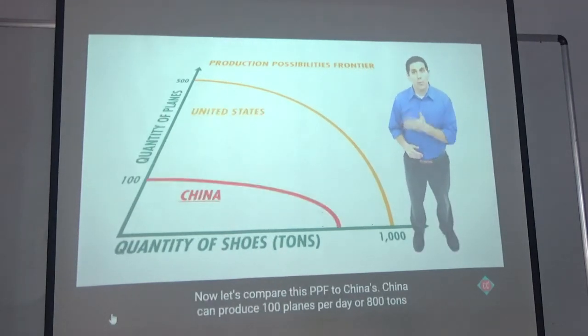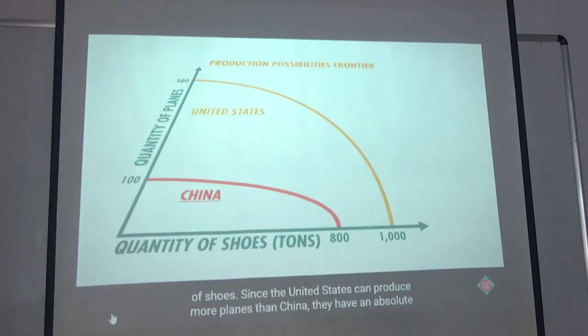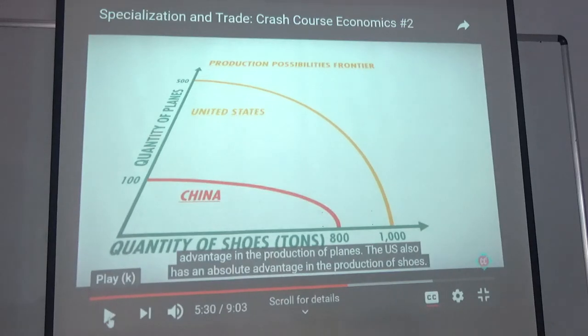China can produce 100 planes per day, or 800 tons of shoes. Since the United States can produce more planes than China, they have an absolute advantage in the production of planes. The US also has an absolute advantage in shoe production. All right, so new term, absolute versus comparative advantage. So the absolute advantage is an advantage that one country can make more of X than the other country.